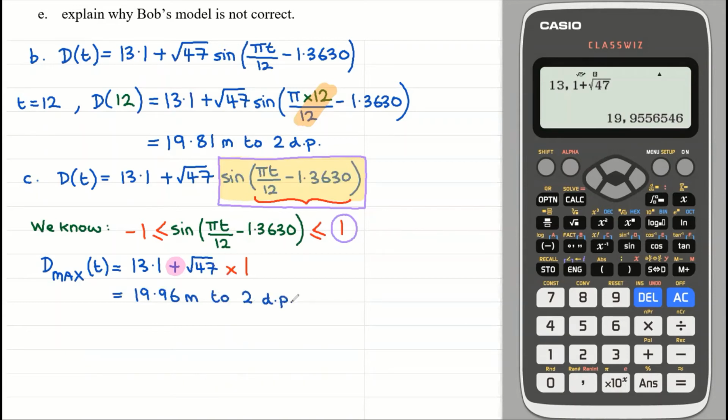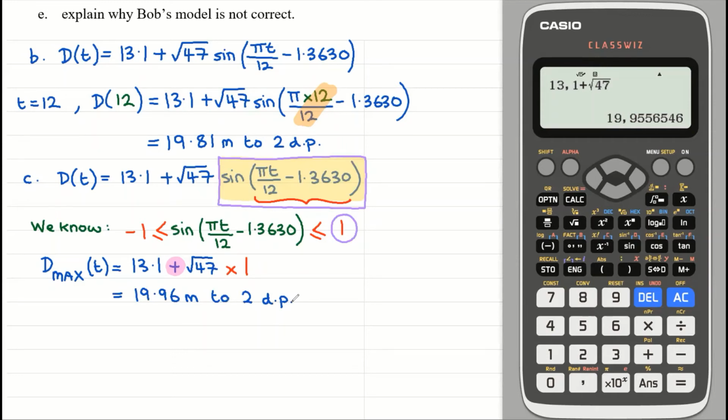I don't like using 3 significant figures when you have values in the 10s and 20s, because you'll lose a lot of accuracy. So I think that will do. So that's the maximum depth of the water, 19.96 meters. Now the twist, of course, is we have to find the time of day at which this occurs. Well, we can do a lot with this because we've basically set up the question.